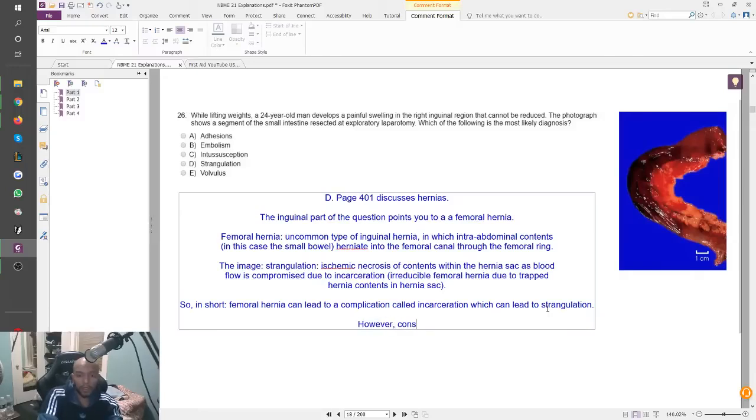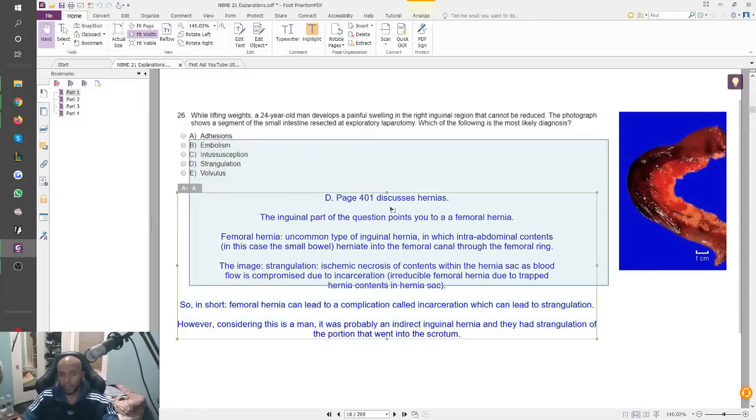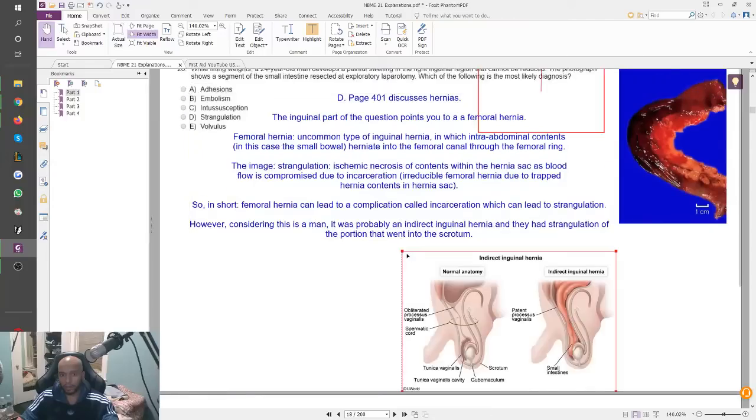However, considering this is a man, it was probably an indirect inguinal hernia, and they had strangulation of the portion that went into the scrotum. Right, so that's more likely what's happening, just to be complete. I'll put this here too.